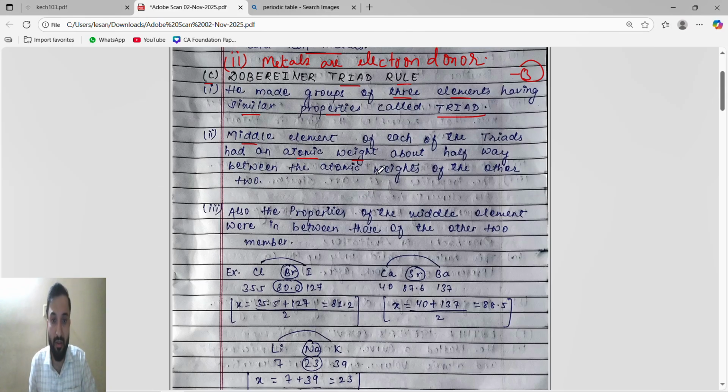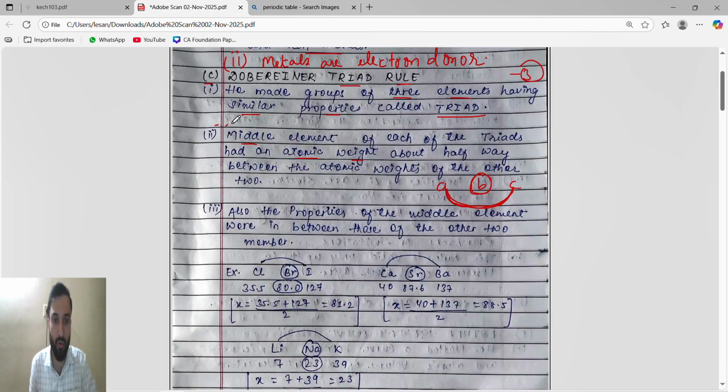That means we will take 3 elements, because it is a triad rule. Triad rule means he made a group of three elements. Suppose we call them A, B, C, 3 elements. So the atomic weight of the middle element is the average of the atomic weights of the first and third elements. Okay, if you want you can write it like this also.